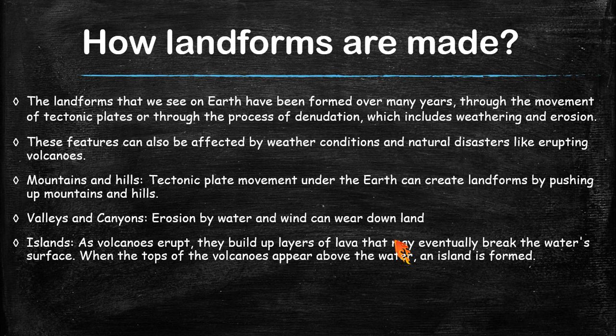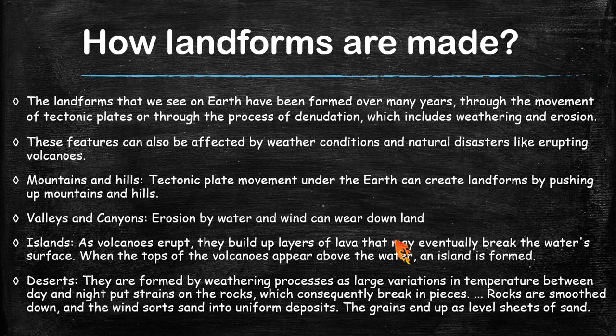Islands. As volcanoes erupt, they build different layers of lava, which will eventually break the water surface. When the tops of the volcanoes appear above the water, islands form. A desert is a place that is formed by the weathering process of broad variation in temperature between day and night. This strains the rocks, which constantly break into pieces. The rocks are smoothed down, and the wind starts the uniform deposits. The grains end up leveling the sheets of sand.